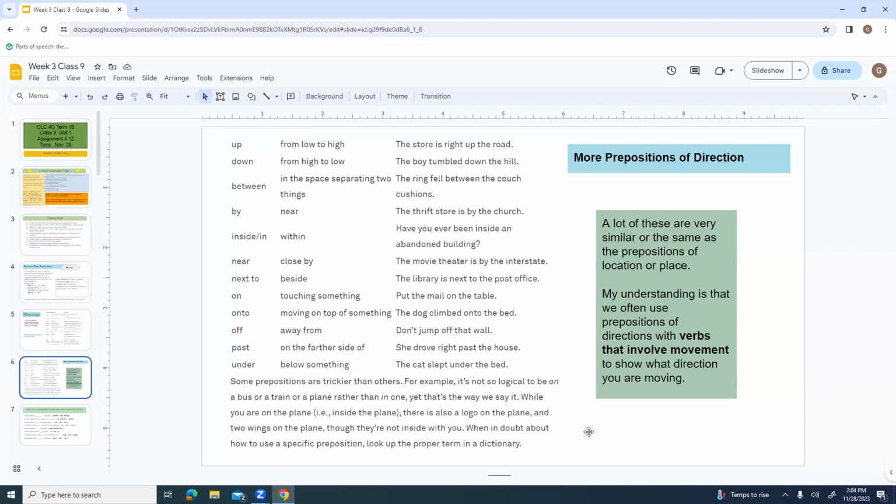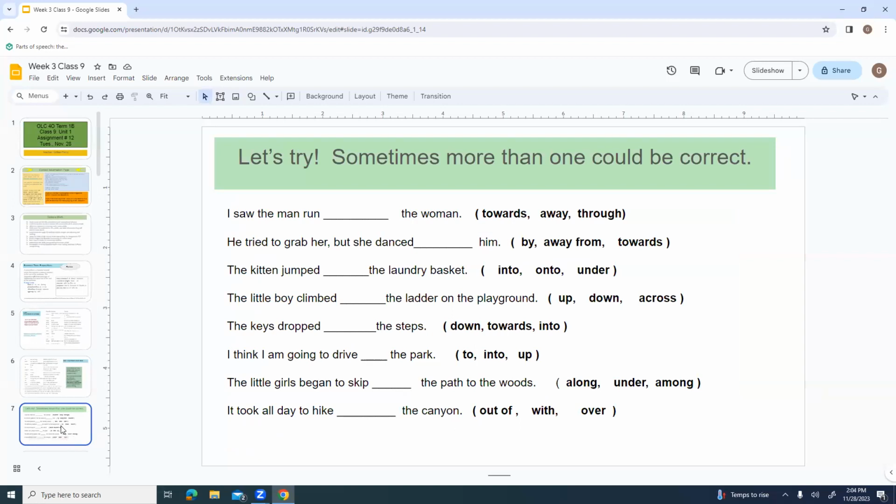These are often used with verbs that involve movement to try and show what direction you are moving into. So here are some sentences, and we're going to look at what would work as the correct preposition to connect the sentence. And sometimes more than one could be correct, right? It would just depend what's actually happening.